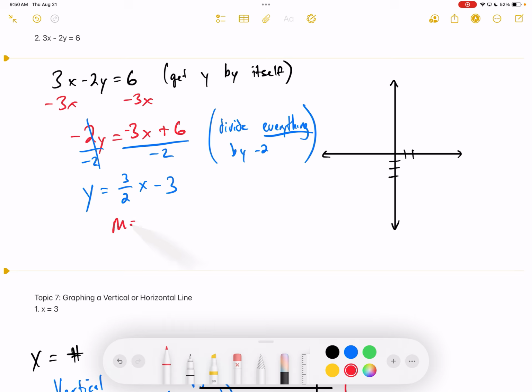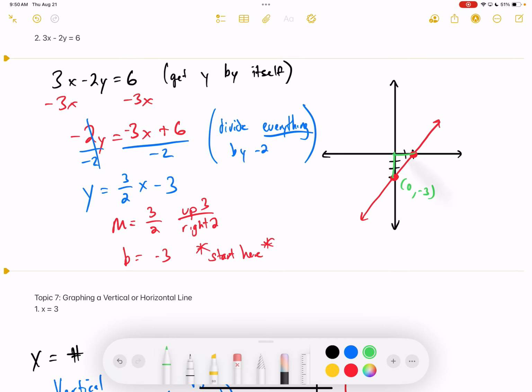So now my slope is 3/2, which means I go up 3 to the right 2. And my y-intercept is negative 3. So I start at negative 3, and then I go up 3 to the right 2. Start at negative 3, up 3 to the right 2.